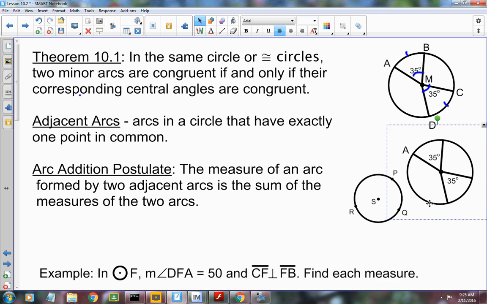Okay, so here is the same circle. These two circles are congruent. They have the same radius.